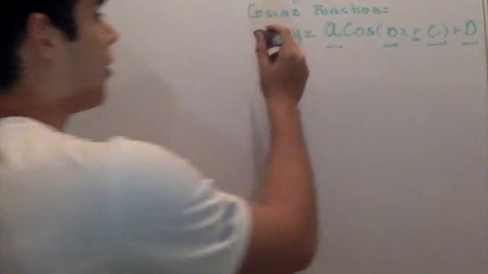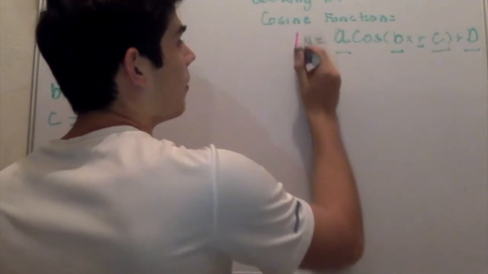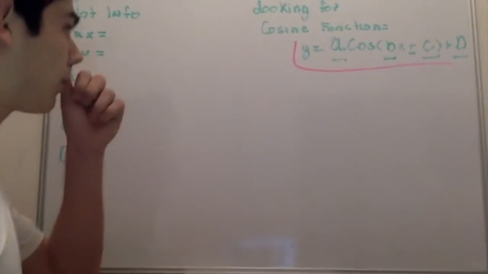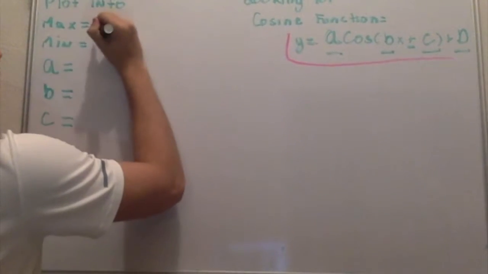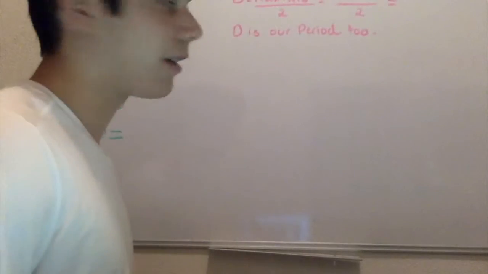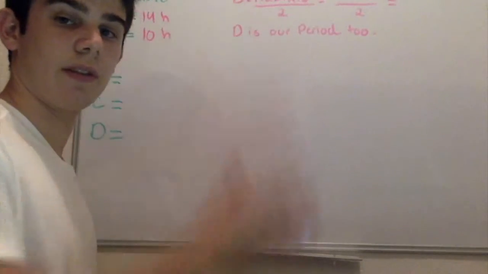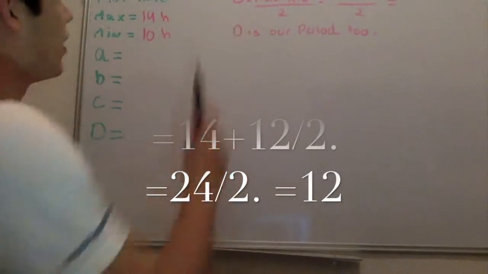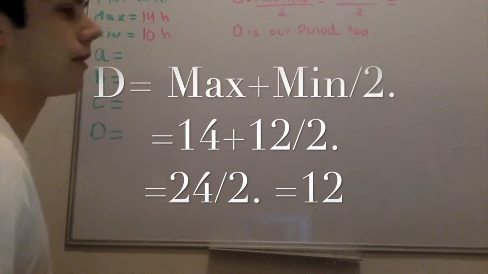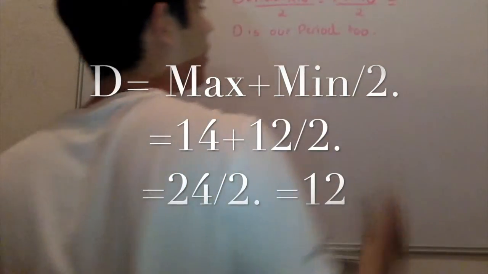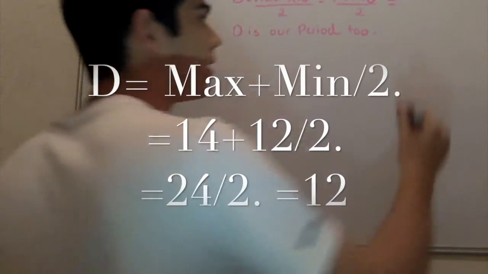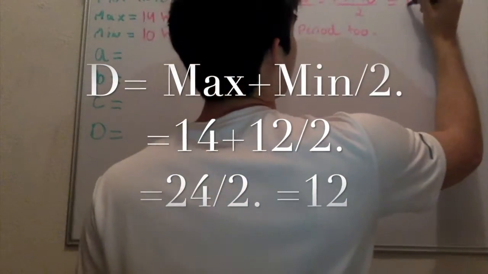So we're looking for the cosine function, being this one. We plot our basic info, which is 14 hours and 10 hours. Now we will start looking for D, that is our horizontal shift. So D is max plus min, so 14 plus 10 divided by 2. This giving us 24 divided by 2, 12.